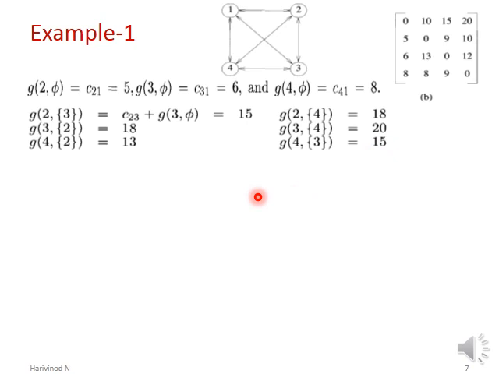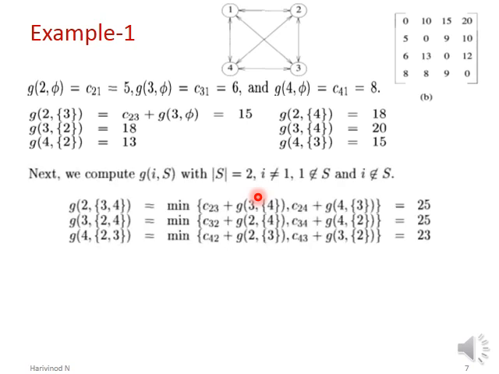So the second level we have solved now, considering a single vertex as the intermediate vertex. Going for the third level, where we consider two vertices as intermediate vertices. So we compute g of i comma S with the total vertices in S being 2. Let us not consider the starting vertex as part of S, so the starting vertex does not belong to S.